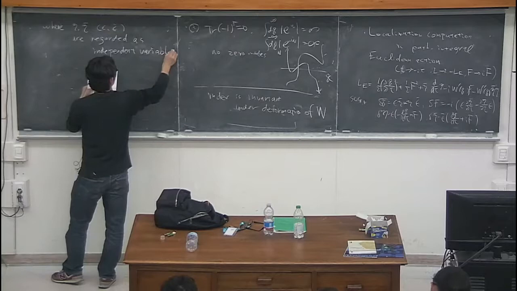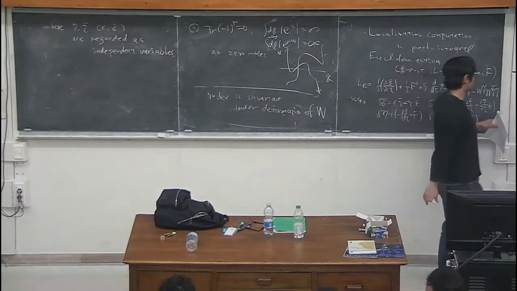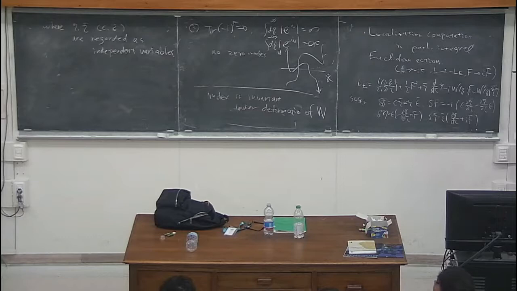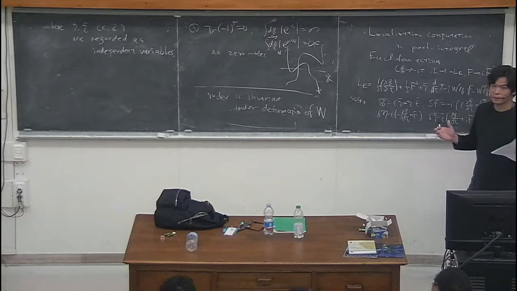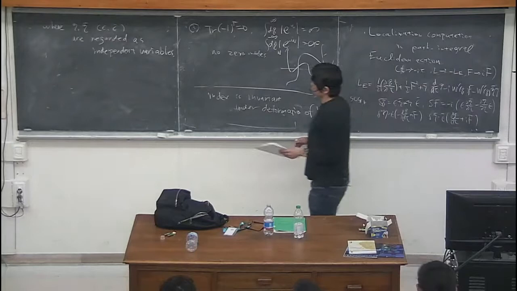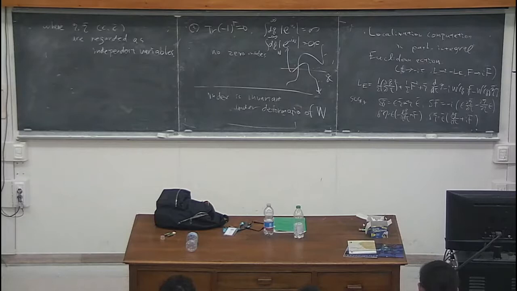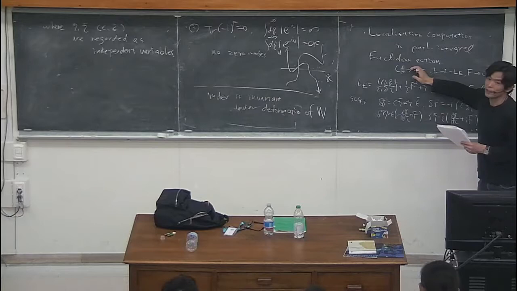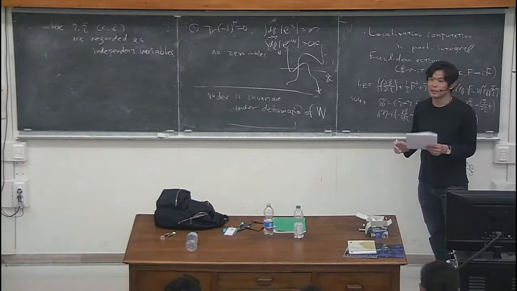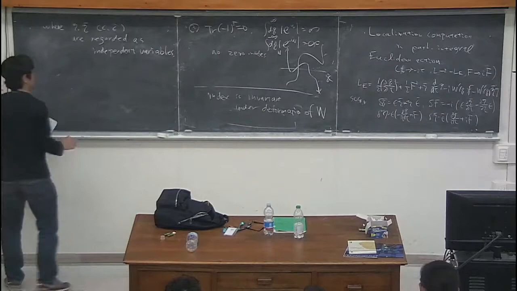Originally, eta and eta bar are Hermitian conjugates, complex conjugates. But here, in a Euclidean theory, we do not think eta and eta bar are related. We think eta and eta bar are just independent variables. This is typical in localization computation, because localization computation usually considers the theory on a compact manifold. Then we should always work with a Euclidean action. In the Euclidean case, Hermitian conjugation is very special. Sometimes it doesn't appear.